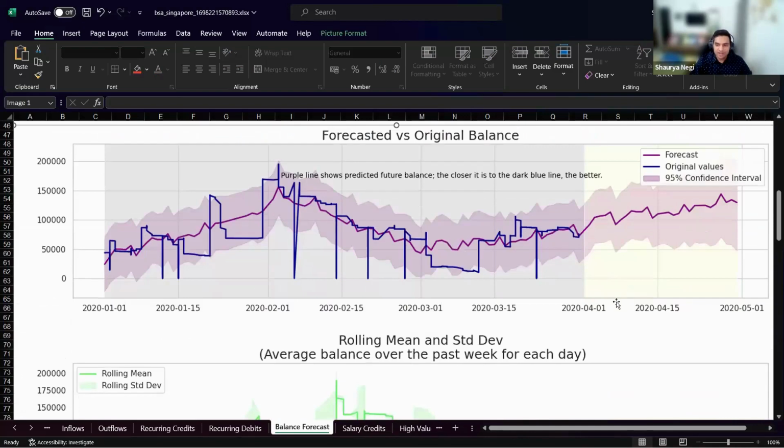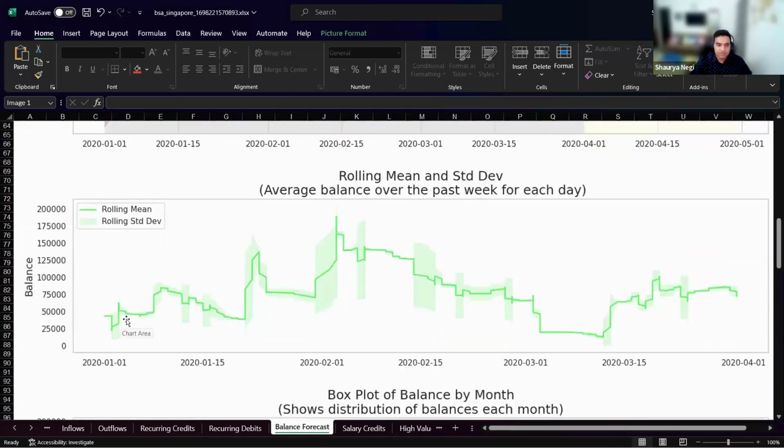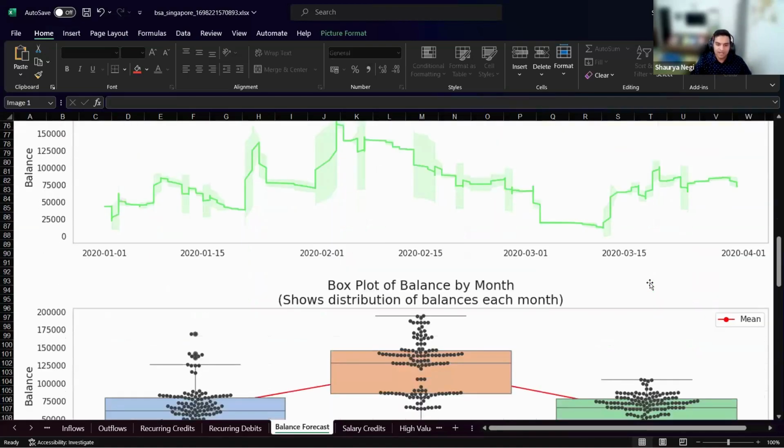Similarly, we have other graphs as well. You can also see the deviations in balances over the past week for each day. As you can see, the initial balance and the ending balance were pretty much on a similar trajectory, but there were some fluctuations in the month of February, which is correct, because in the month of February the average balance was approximately double that of January and March. So this gives us another proof of that.